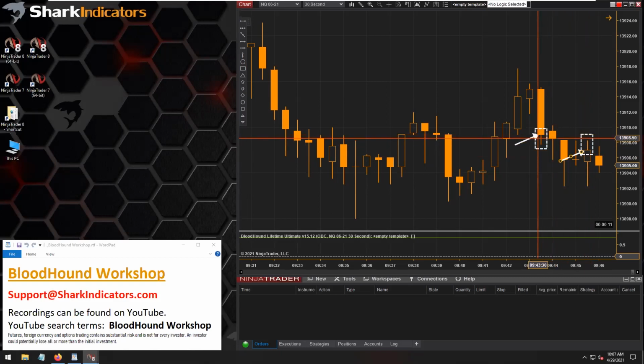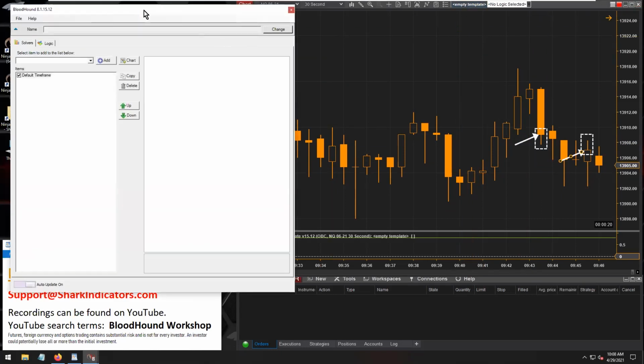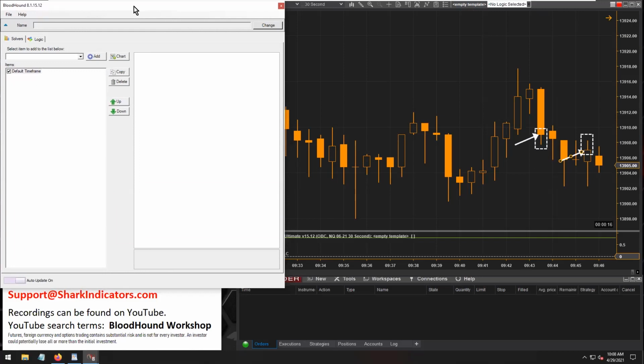So is there a way to determine that? Maybe you want to find candles where the closing price is in the top 25% or the lower 25%, something like that, right? So that was the question I had the other day, and I'm going to demonstrate a simple way to approximate that.